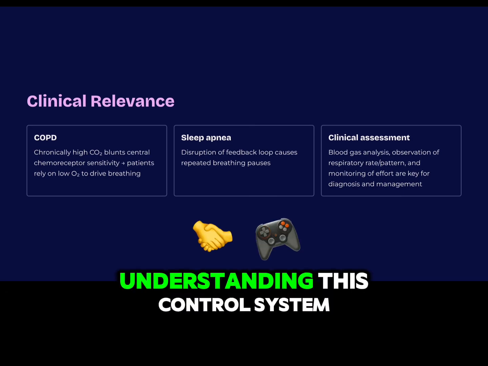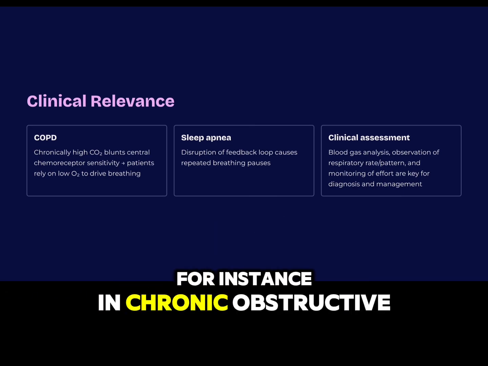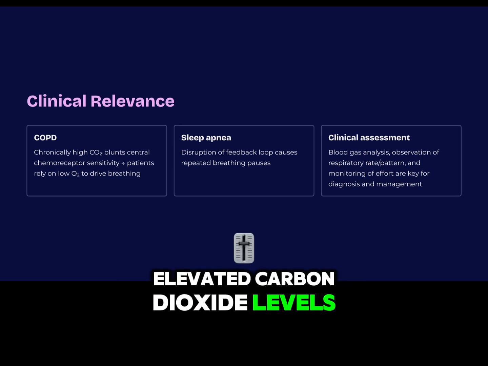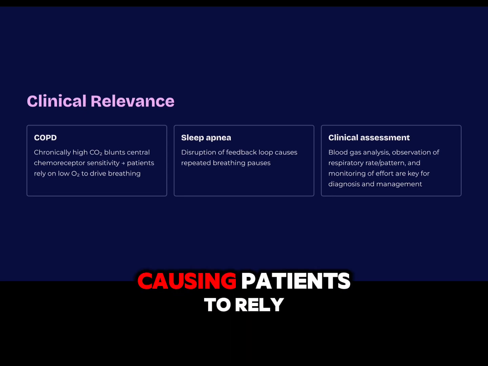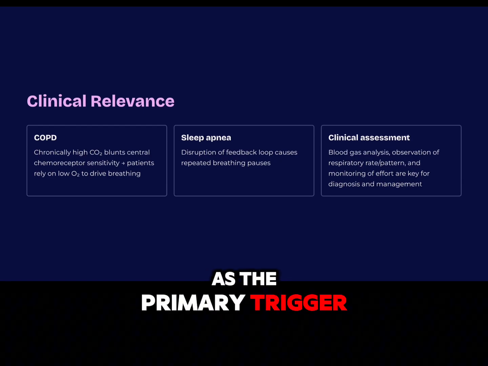Clinically, understanding this control system is essential. For instance, in chronic obstructive pulmonary disease, or COPD, long-term elevated carbon dioxide levels can make the central chemoreceptors less sensitive, causing patients to rely more on low oxygen as the primary trigger to breathe.